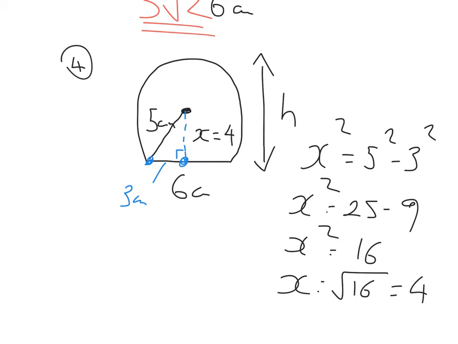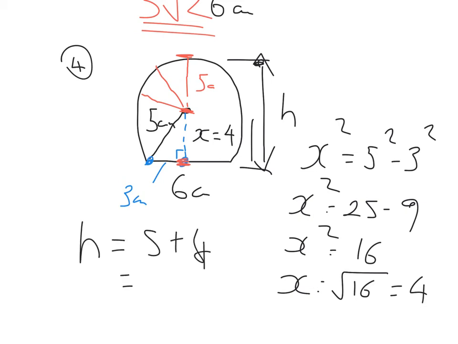Now to find the height of the shape, we can see that the height of the shape is between here and here. Well, that part's 4. We know that the radius of the shape is 5, so no matter where I go in the shape with the radius, it's definitely 5. So this red line between here and here is 5. Between here and here is 4, so the height of the shape is definitely 5 plus 4, and that's 9 centimetres.